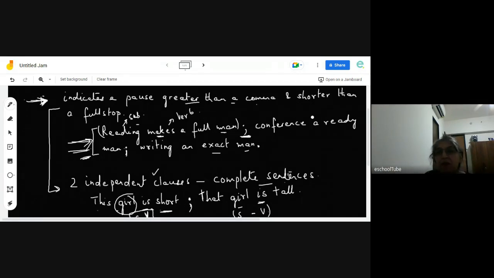Better would be "writing makes a ready man," "writing makes an independent man." Then all these sentences would have been independent clauses. Then we would have been able to use this semicolon here. If there is no verb and subject together, then we do not use a semicolon.